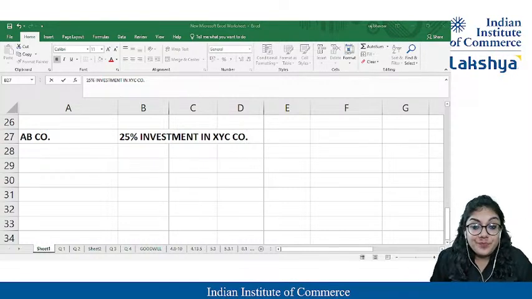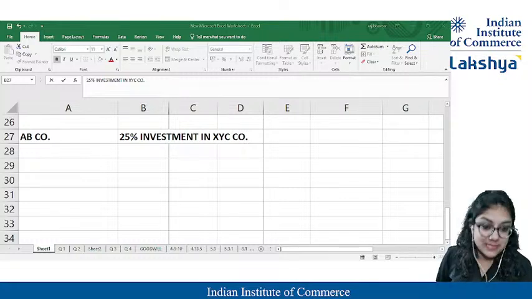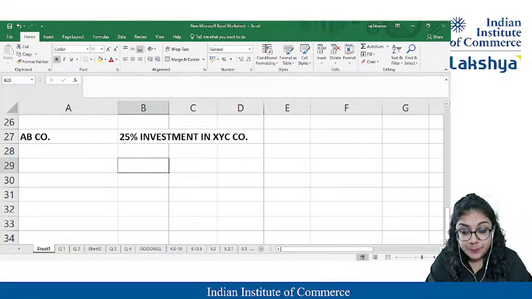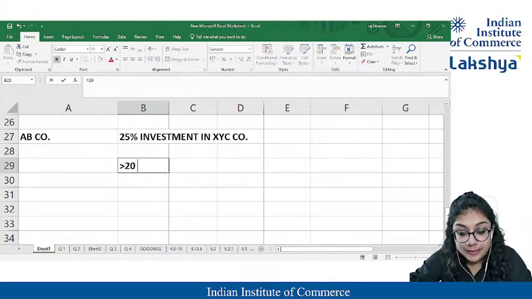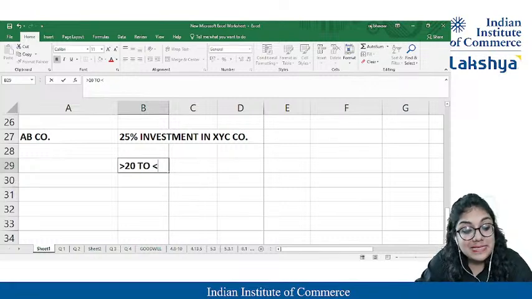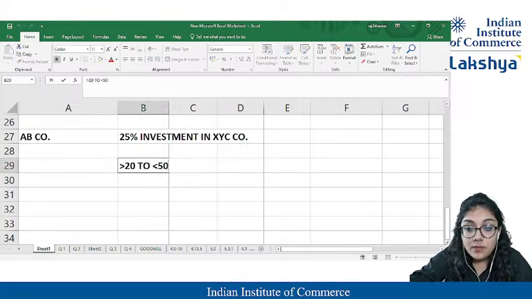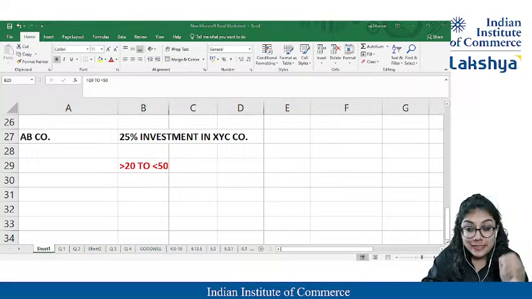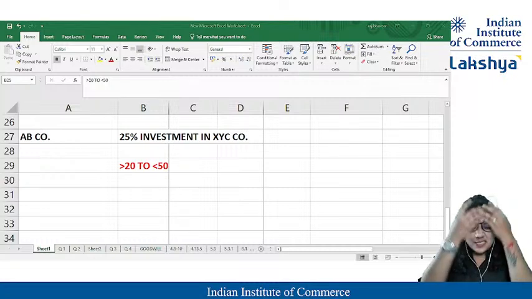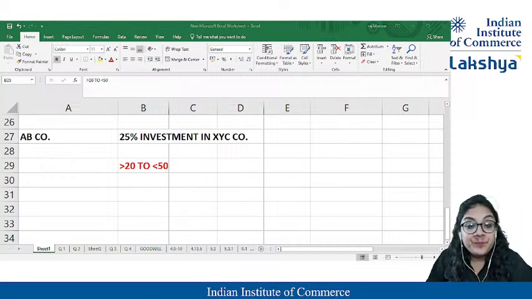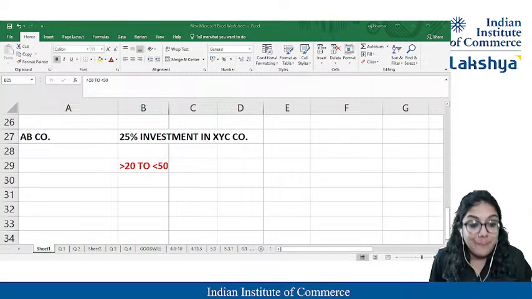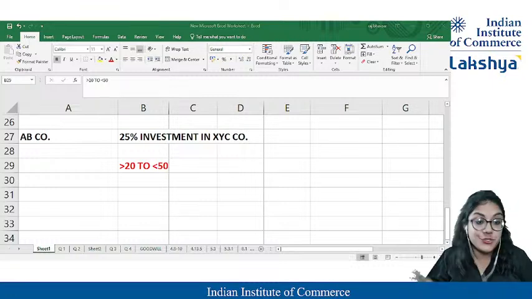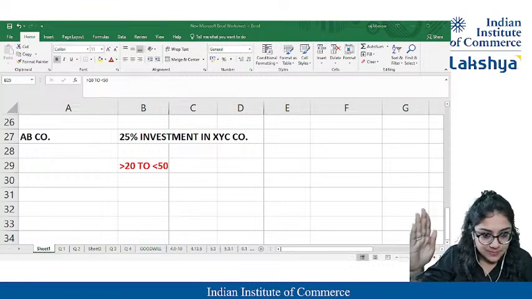So at that time, it is very important to know that if I am having any investment which is greater than 20%, restricted to or less than 50%, then, if I'm having more than 20% but up to 50% in some company, that company will be known as my associate company. So that will be known as my associate company. That is again not a subsidiary.